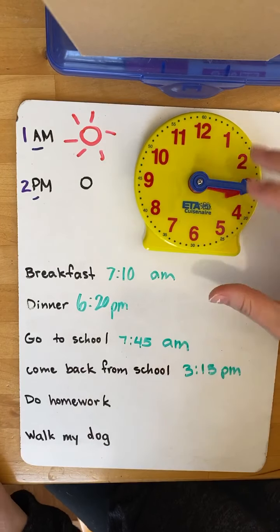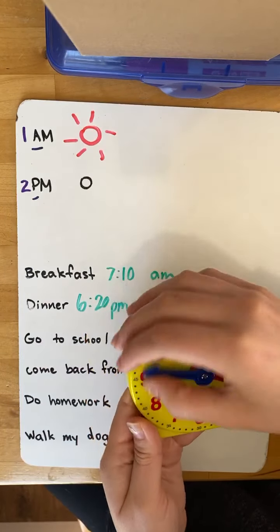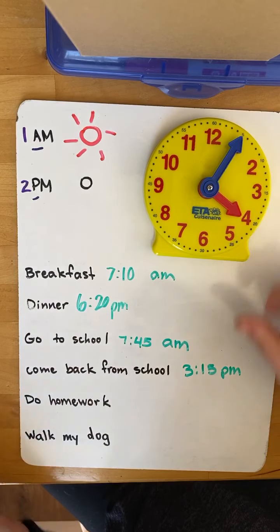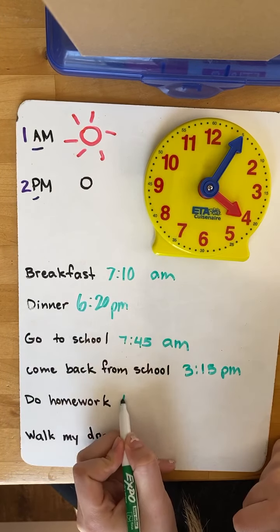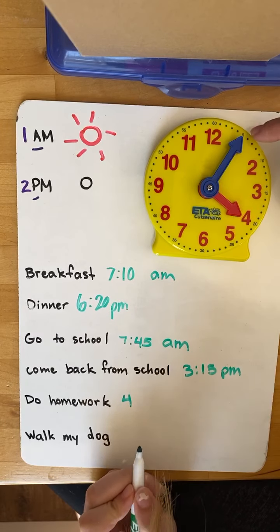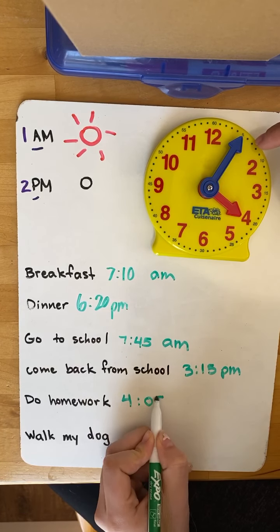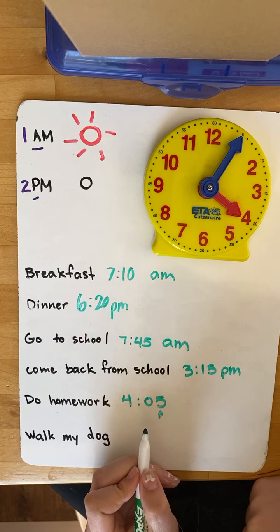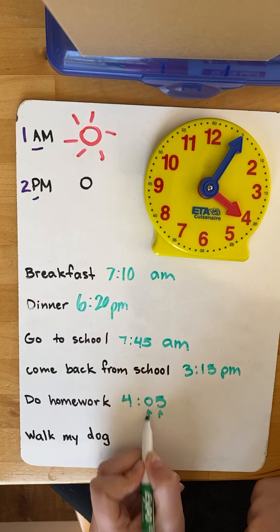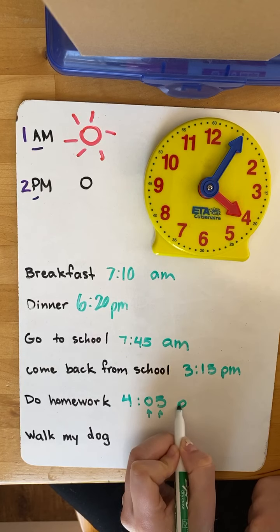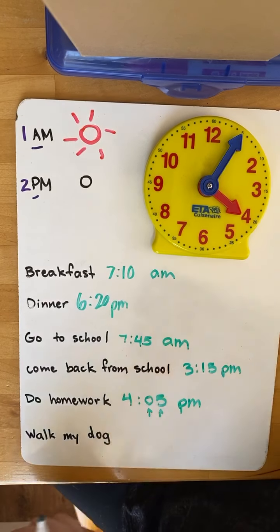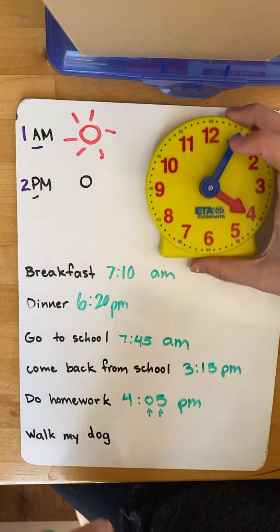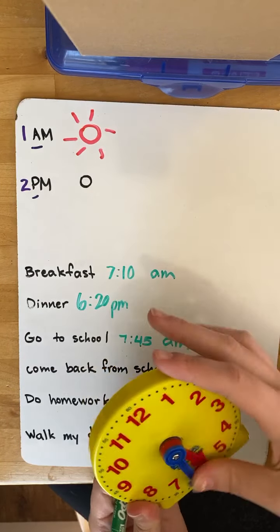When I do my homework, it is this time. What time is this? 4:05. Notice how I do not just write 5. That would be 4:05, and that would not make sense. You say 4:05 is the time. 4:05 p.m.